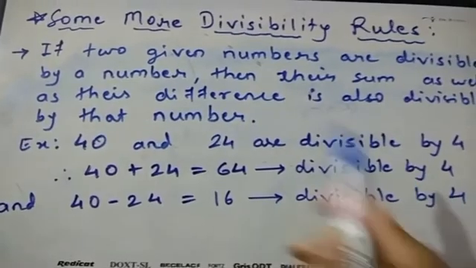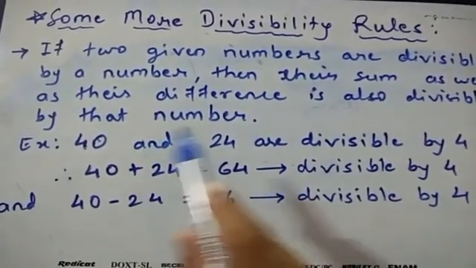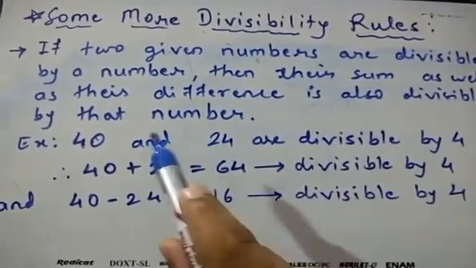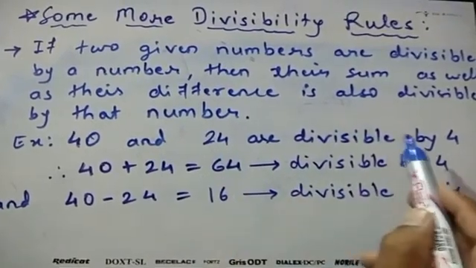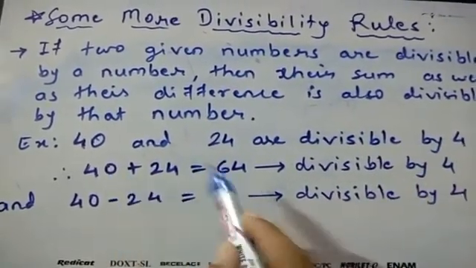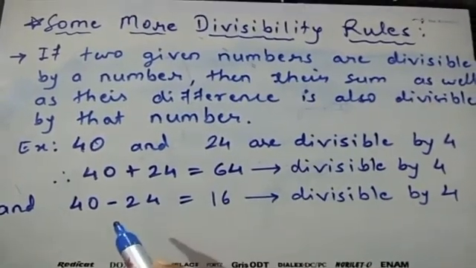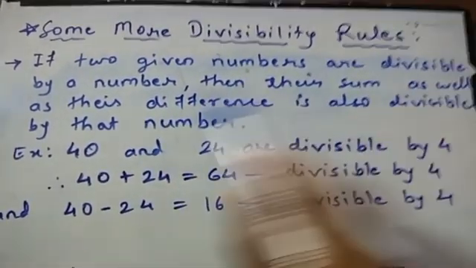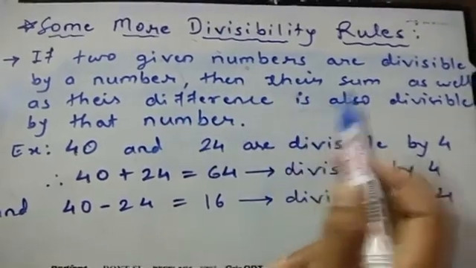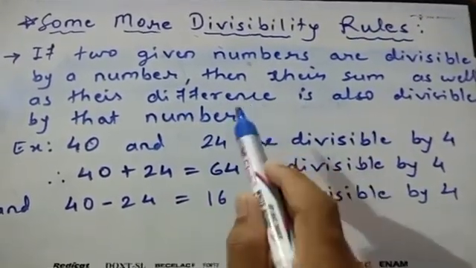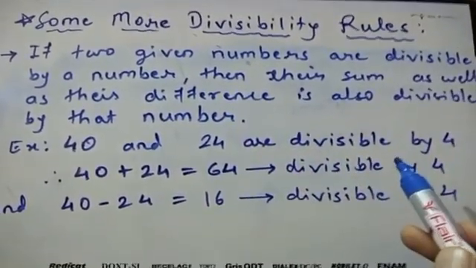It means if 40 as well as 24 is divisible by 4, then definitely their sum as well as their difference is also divisible by 4. Therefore, if two given numbers are divisible by a number, then their sum as well as their difference is also divisible by that number.